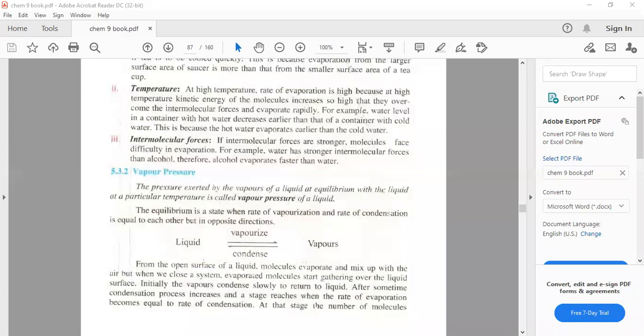Good morning, students. Today we are going to start our next topic, that is vapor pressure. Last time we discussed evaporation. Now we are going to discuss vapor pressure.